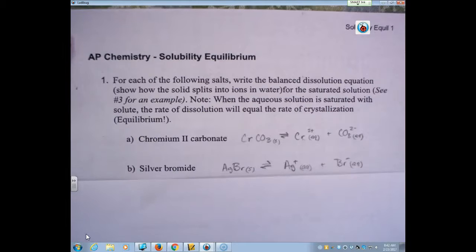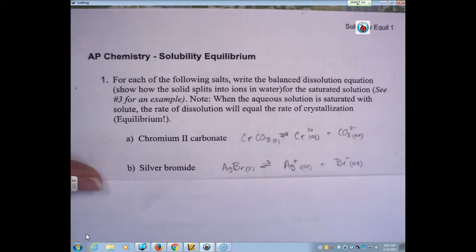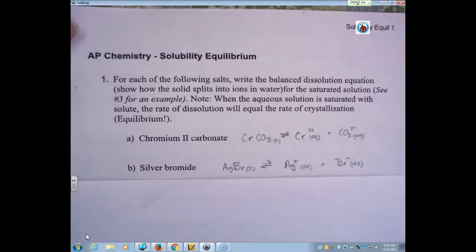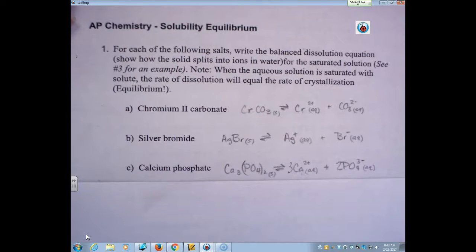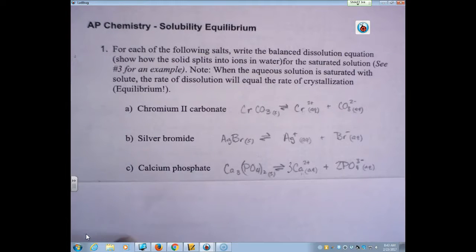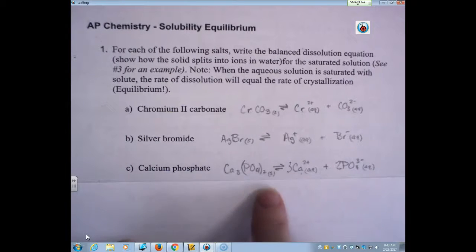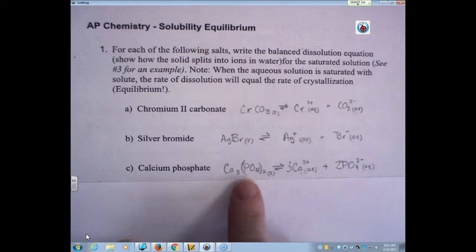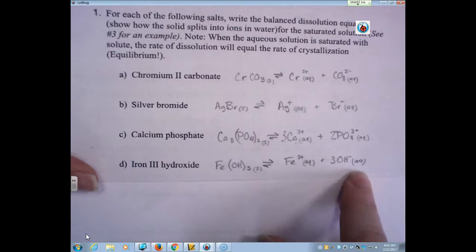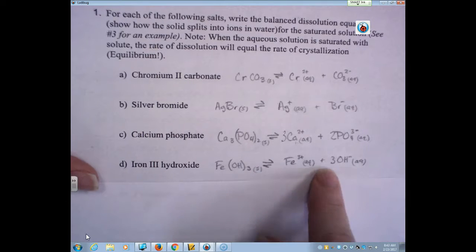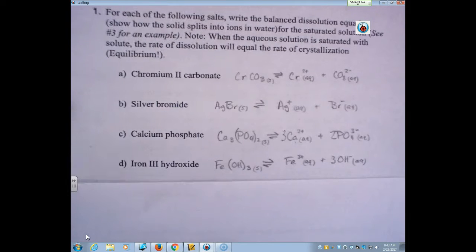The next one is silver bromide. So we have our ionization equation there. Next we have calcium phosphate. Here we had to deal with balancing the equation. It's going to be 3 calcium ions and 2 phosphate ions for every one of these that is splitting up. Iron 3 hydroxide looks like this. Again, we've got a solid over here and aqueous solutions of these ions over here. We do have a coefficient for this one as well.